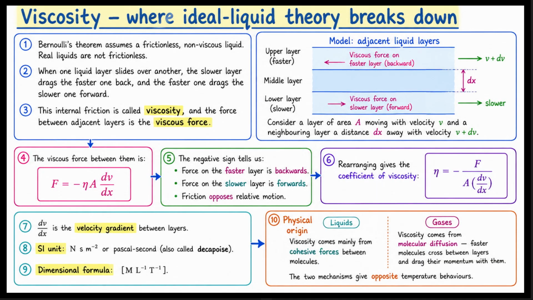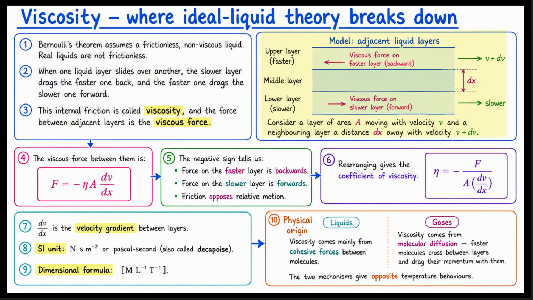This is where the ideal liquid theory starts to break down. Bernoulli's theorem assumes a frictionless, non-viscous liquid. Real liquids are not frictionless. When one layer slides over another, the slower layer drags the faster one back, and the faster one drags the slower one forward. This internal friction is called viscosity, and the force it produces between adjacent layers is the viscous force, an intermolecular force acting between molecules in layers moving at different velocities.